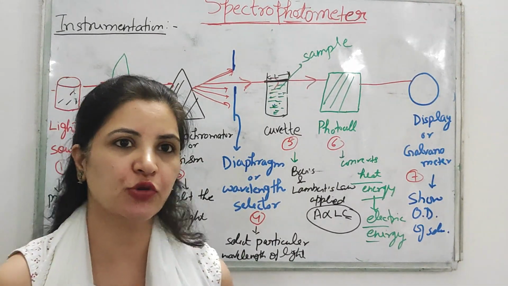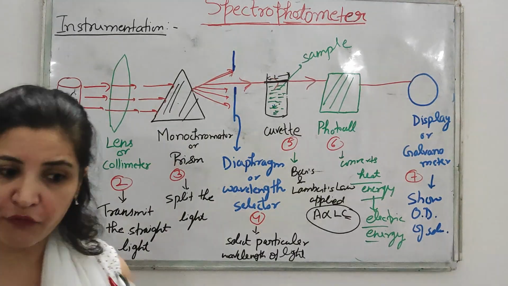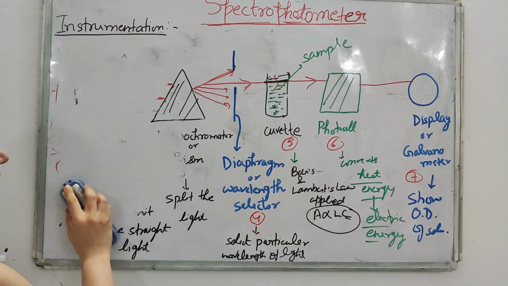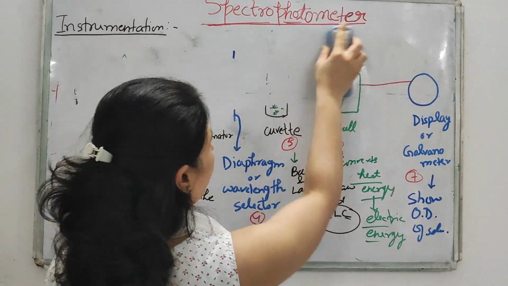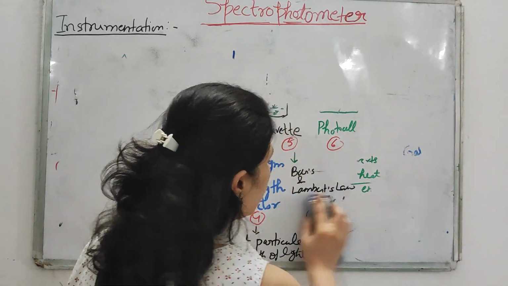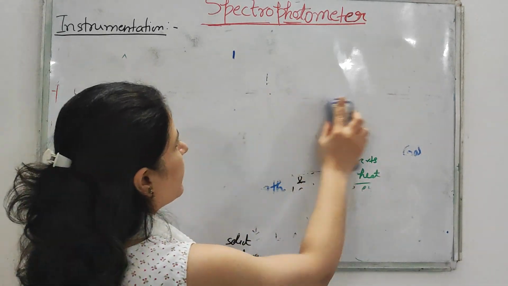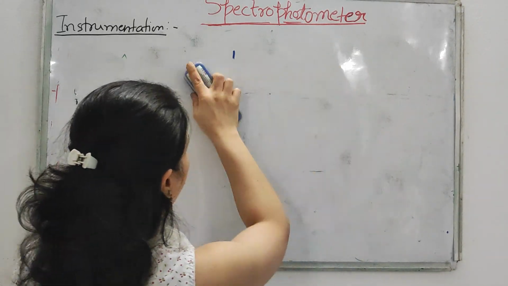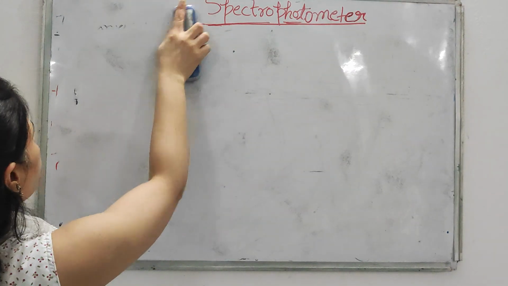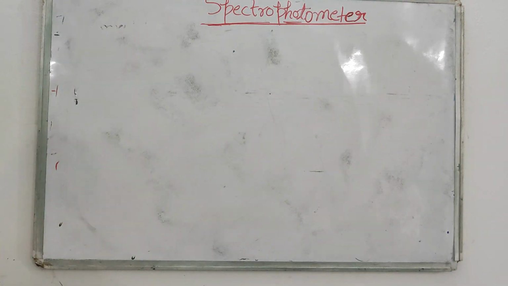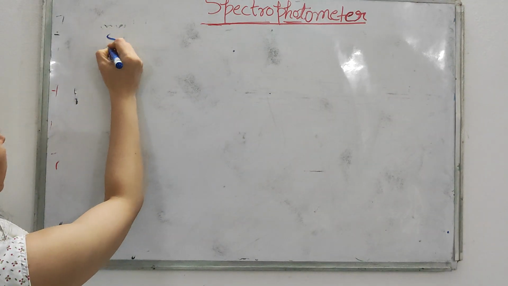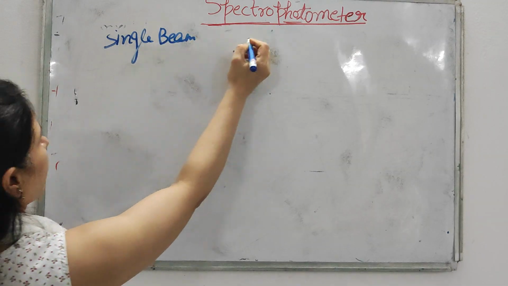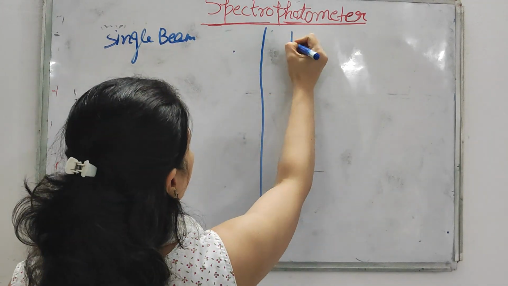Till here it is complete for UG students, but for PG, one additional question in this topic is sometimes asked: what is the difference between single beam and double beam spectrophotometer? For PG students you must know this difference. For UG, up to this is all you have to write in your exam. But for PG students you have to know the difference. So what is the difference between your single beam spectrophotometer and your double beam?